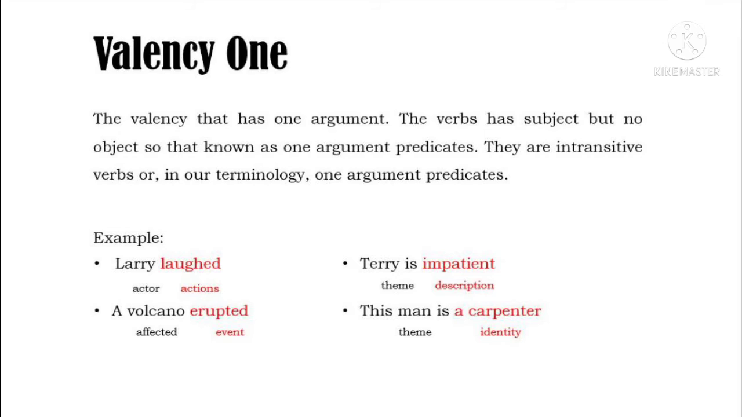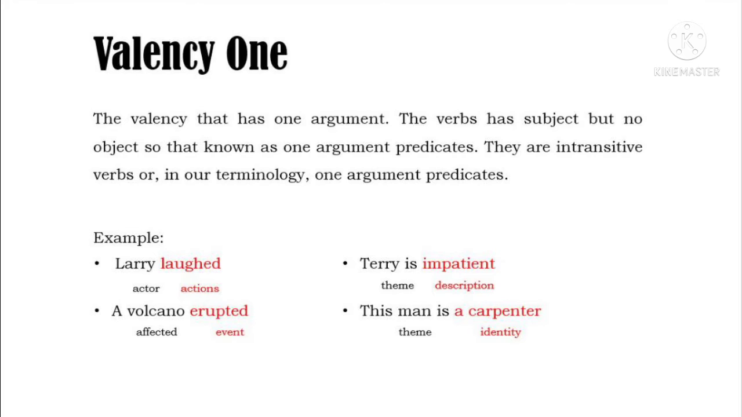My name is Farisa Stianastiti, and now I will continue the presentation about semantic rules. The second type of semantic rules is valency 1. Valency 1 is the valency that has one argument. The verb has a subject but no object, so that noun is a one argument predicate. They are intransitive verbs, or in our terminology, one argument predicates.